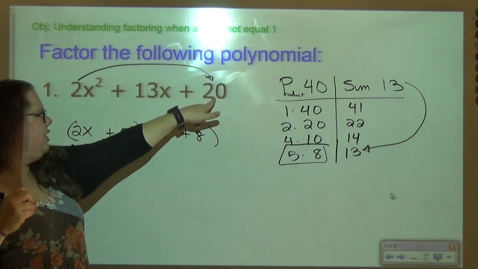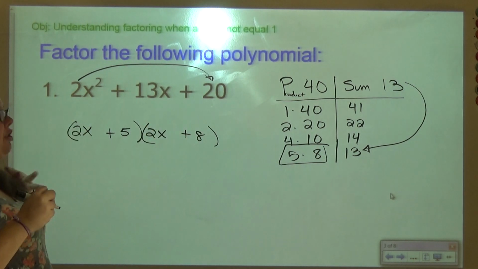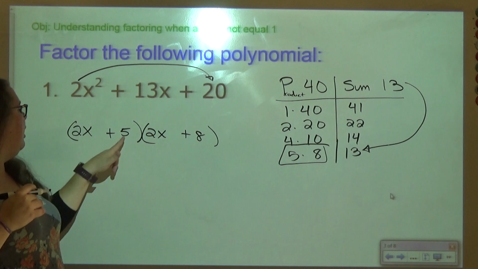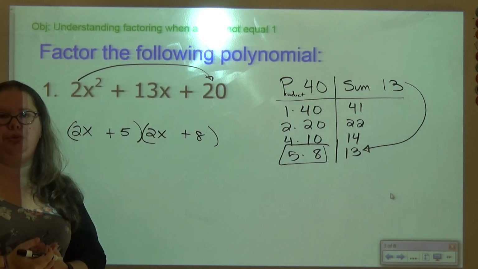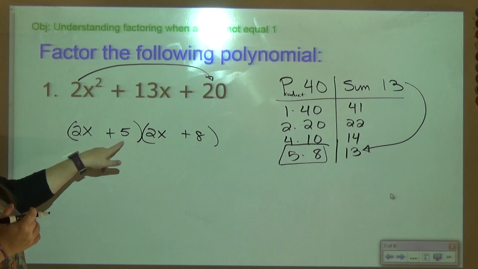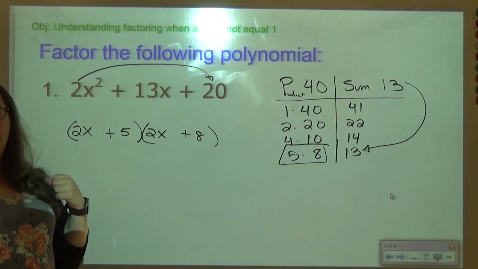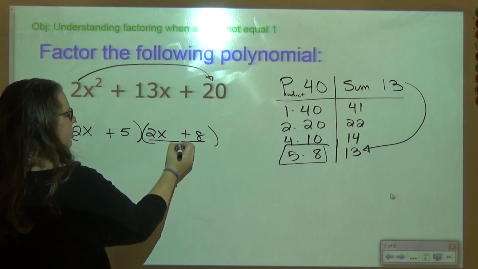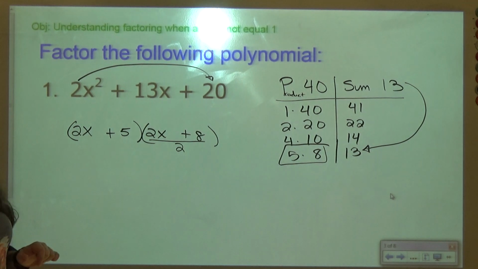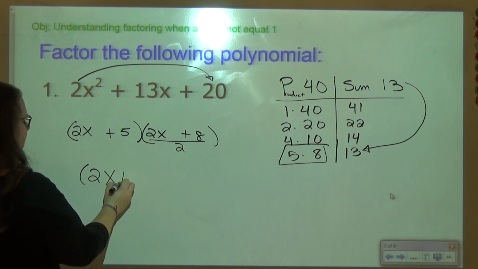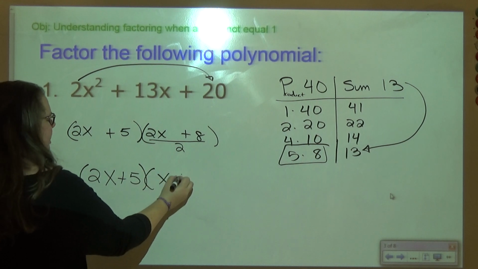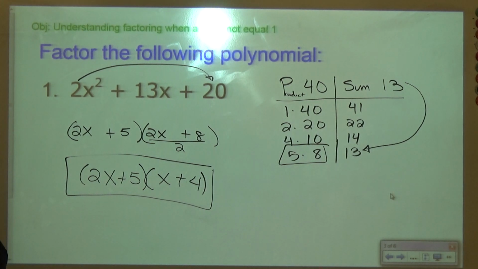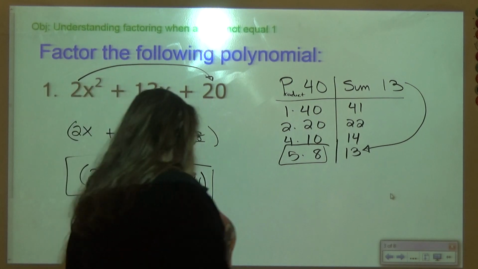Now, is 5 times 8 20? No, so we have an extra 2 in there. 2 times 2 is 4, 5 times 8 is 20. We need to get rid of a 2 somewhere. So what we're going to do is look at our 2 binomials. In which one do I have a GCF of 2? Right over here. So I have an extra 2 in that term. We're going to divide it out. And we get 2x plus 5 and x plus 4. And that's your answer. And we're done. Okay. All right, let's try another one.